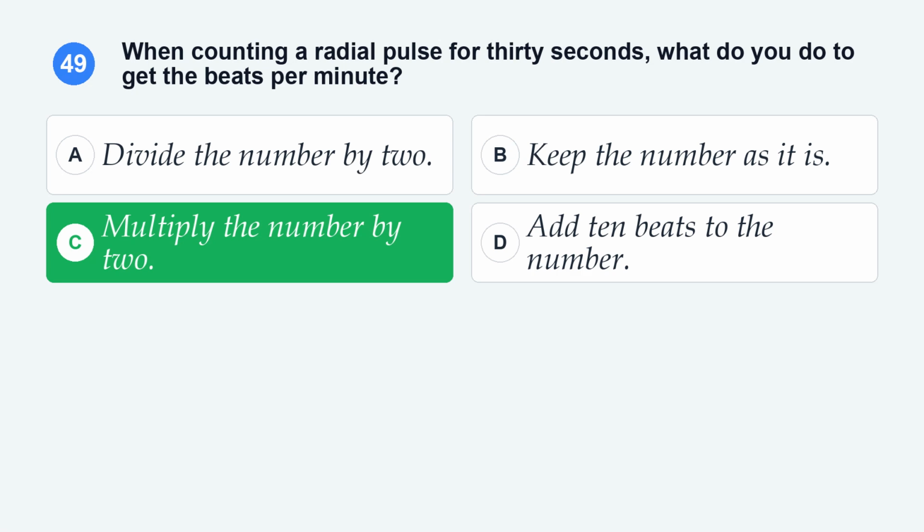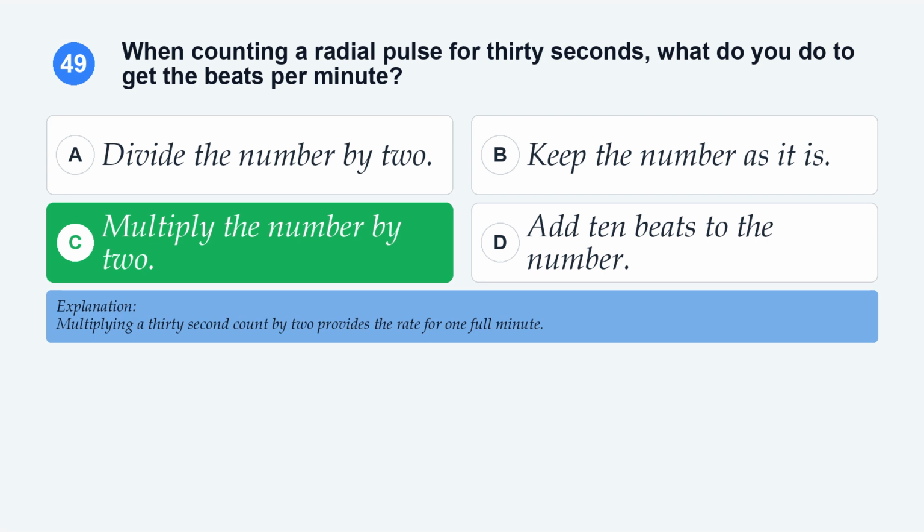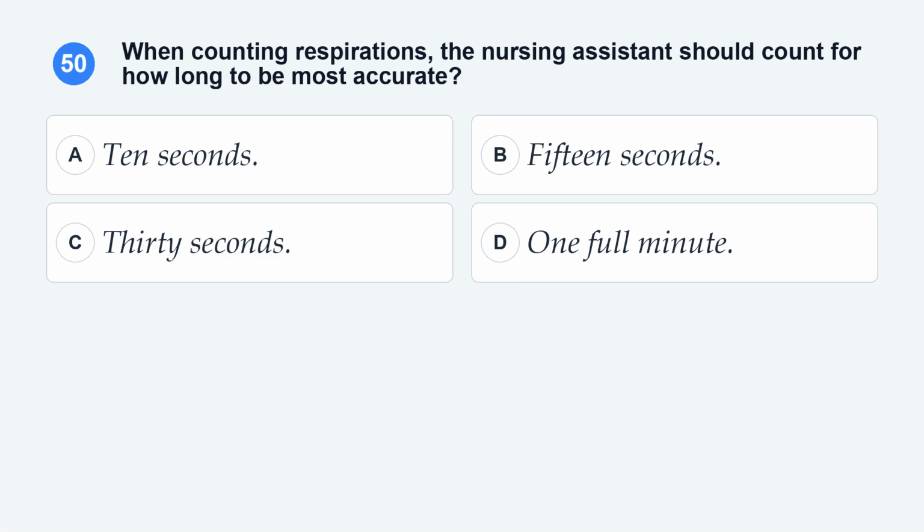The correct answer is option C. Multiply the number by 2. Explanation. Multiplying a 30-second count by 2 provides the rate for 1 full minute. Question 50. When counting respirations, the nursing assistant should count for how long to be most accurate?